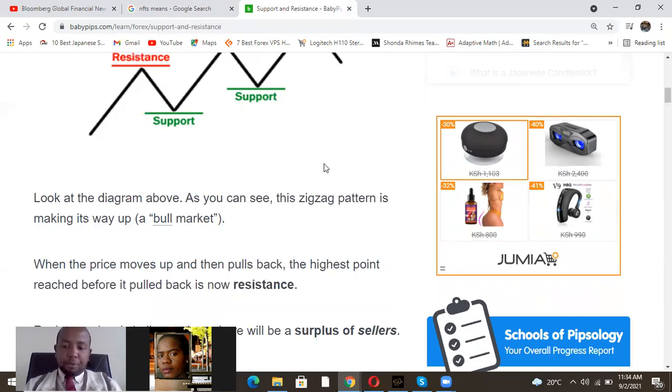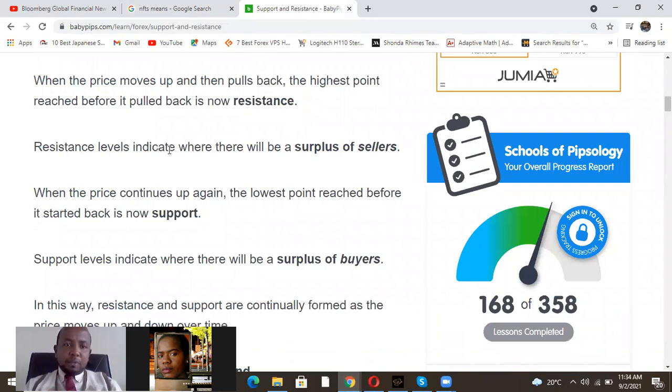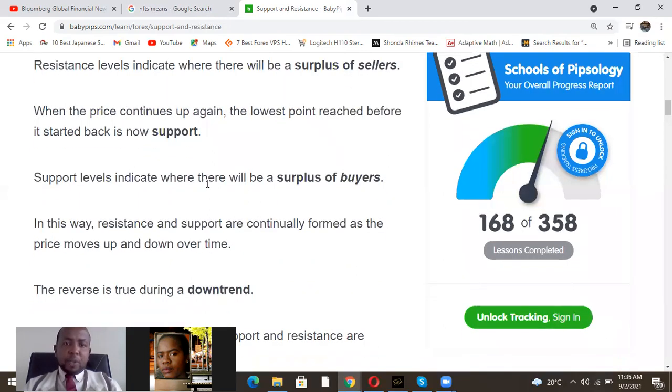When the price moves up and then pulls back, the highest point reached before you pull back is resistance. Resistance levels indicate where there will be a surplus of sellers. And the price continues up and again, the lowest point is support. Support levels indicate where there will be a surplus of buyers. So we are looking at where there is a surplus of buyers or sellers, and it usually happens around the support or resistance areas.